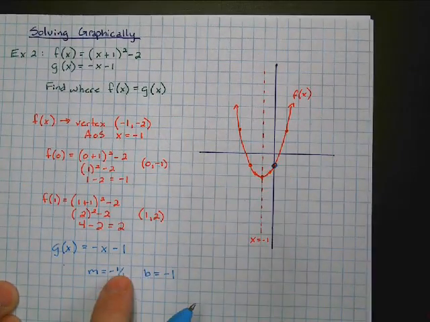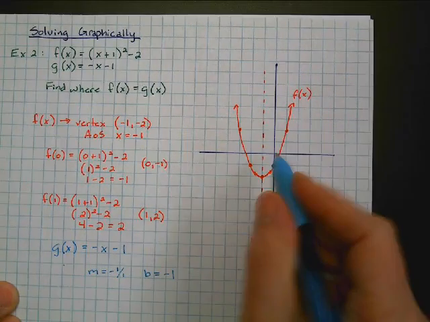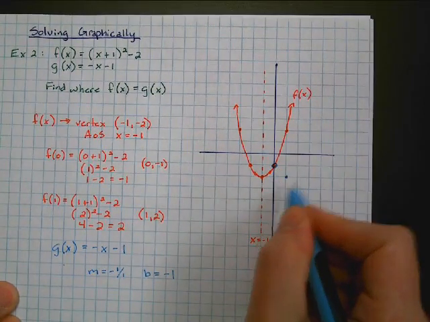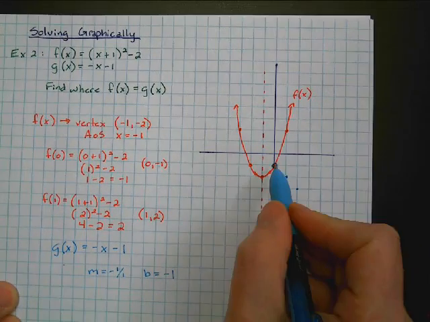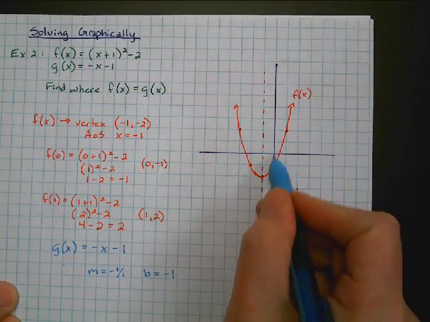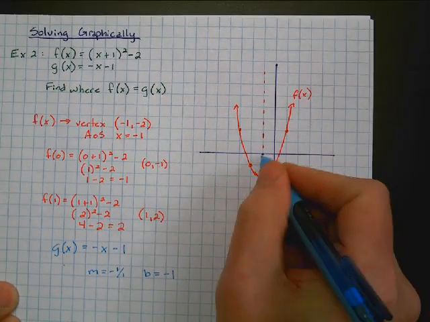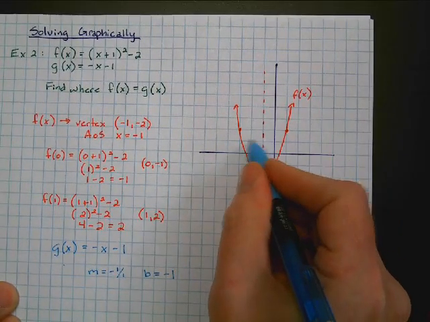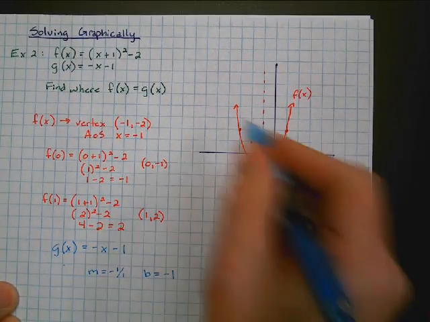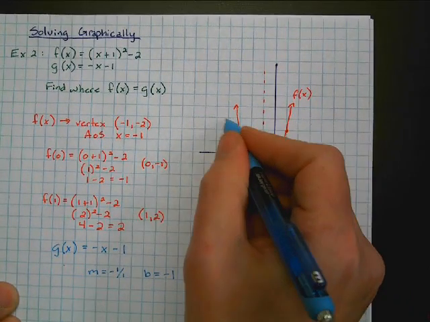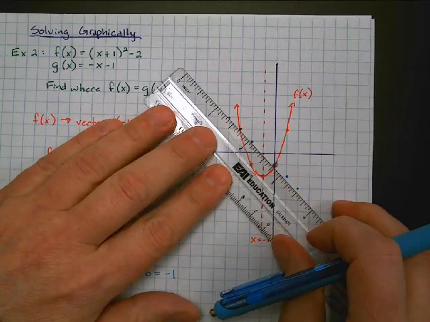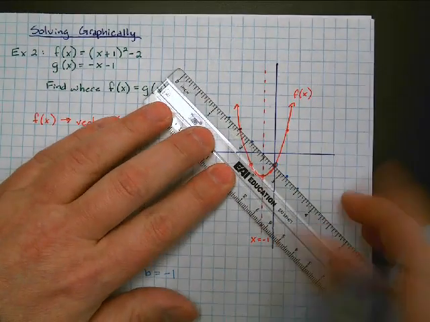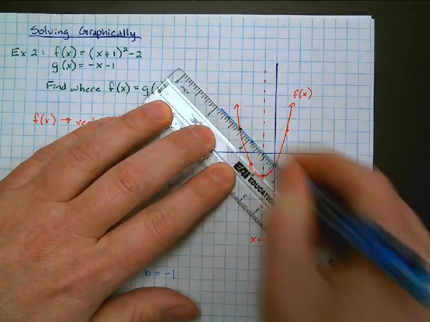Now I'm going to use my slope. My slope says negative 1 over 1, so I'm going to go down 1 over 1. Well, that's not the correct direction. I need to be going the other direction. So instead of going down 1 over 1, I'm going to go up 1, backwards 1. Up 1, backwards 1. Up 1, backwards 1. Yes, there's my intersection. All right, so here's g of x. That's my linear equation.